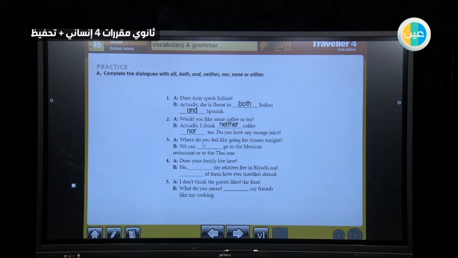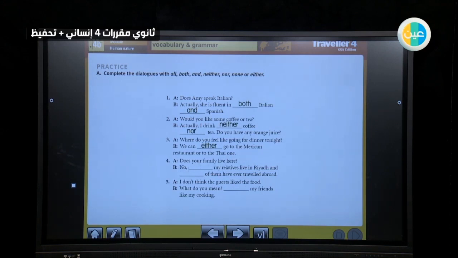Number 3. Where do you feel like going for dinner tonight? We can go to the Mexican restaurant or to the Thai one. So we have here or. We can use either the Mexican restaurant or the Thai one.